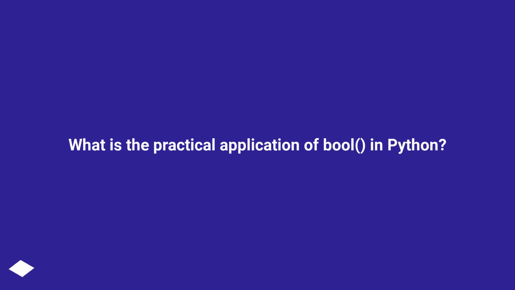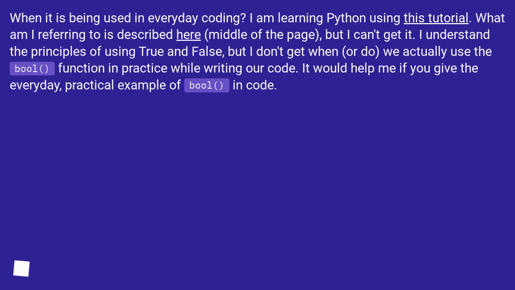What is the practical application of bool in Python? When is it being used in everyday coding? I am learning Python using this tutorial. What I am referring to is described here, middle of the page, but I can't get it.